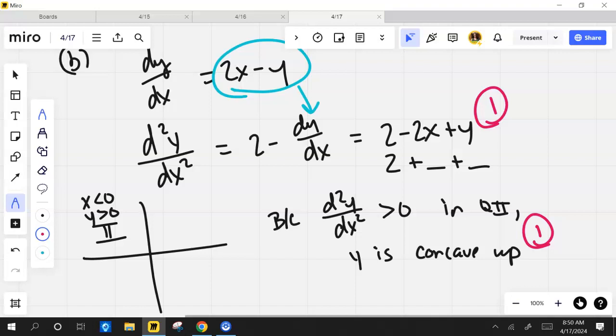So you said the second derivative was positive in quadrant 2, and so you said it's concave up. I would say that you get 1 over 2 points.